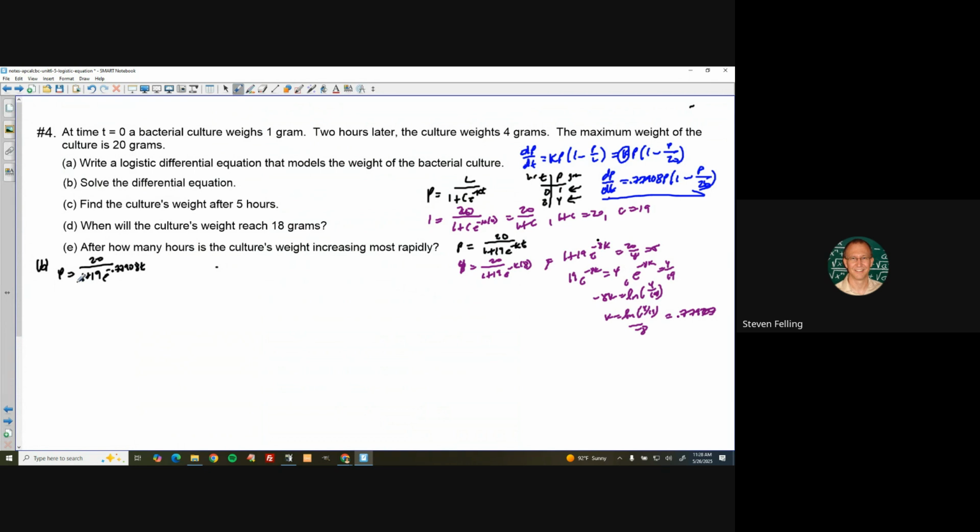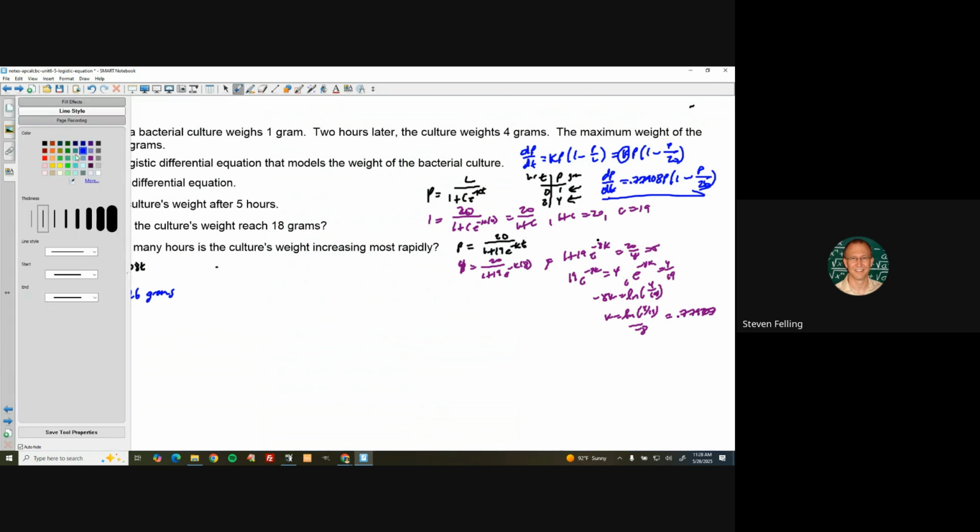Then it says to find the culture's weight at 5 hours. For that, we're simply plugging 5 into this. If you do that, you get 14.426 grams. If I did this correctly, my key says so, hopefully I did. And then, when will the culture's weight reach 18 grams?